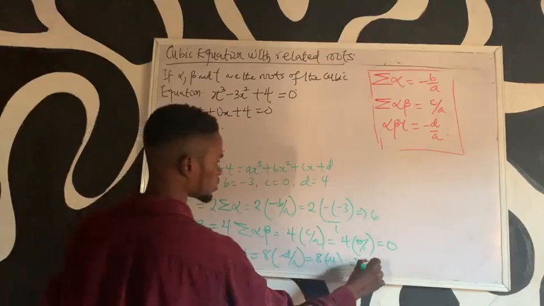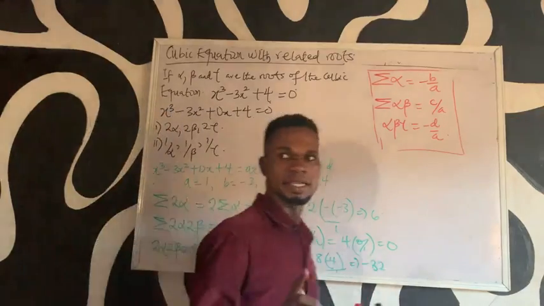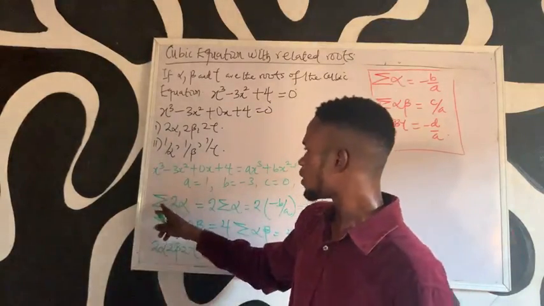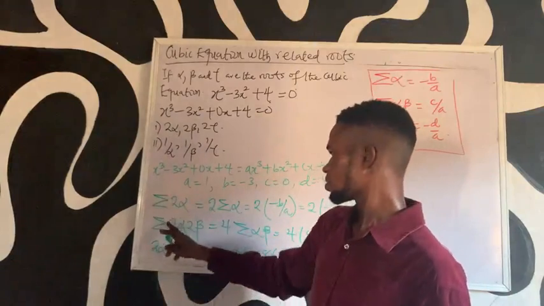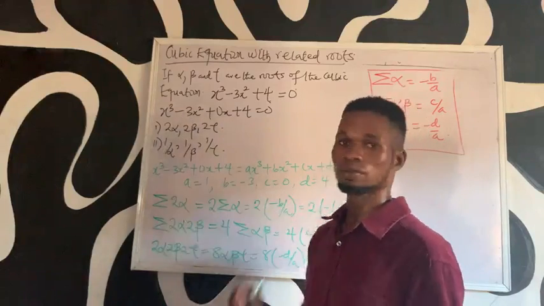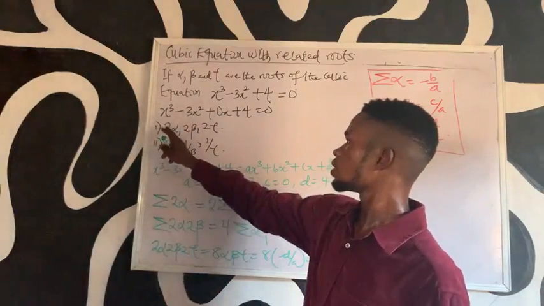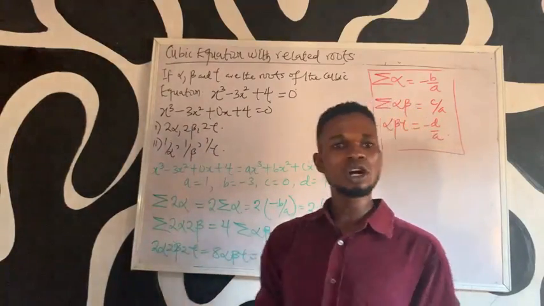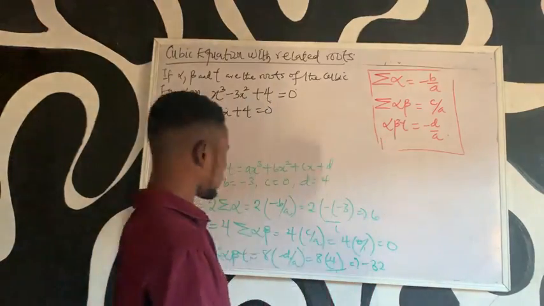D is 4, but we have minus 4 multiplying 8. That's minus 32. Having been given just alpha, beta, gamma, our summation would be summation of alpha, summation of alpha beta, then product alpha beta gamma. But we have 2 as the factor: 2 alpha, 2 beta, 2 gamma. So how do we construct the cubic equation?